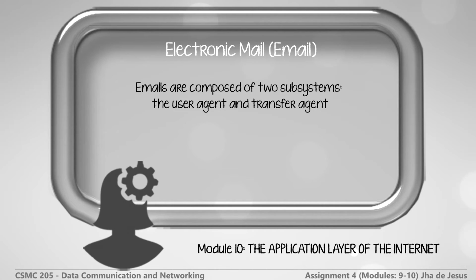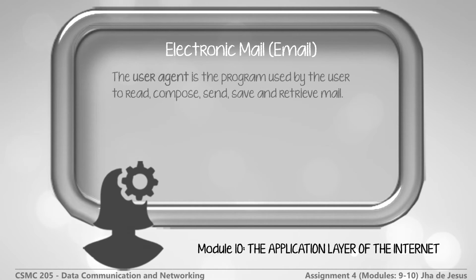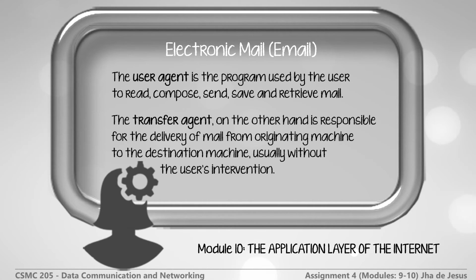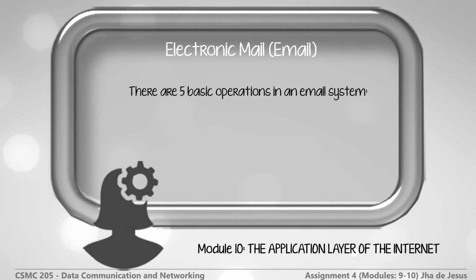Emails are composed of 2 subsystems, the user agent and transfer agent. The user agent is the program used by the user to read, compose, send, save, and retrieve the mail. The transfer agent, on the other hand, is responsible for the delivery of mail from the originating machine to the destination machine, usually without the user's intervention. There are 5 basic operations in an email system. First is composition, second is transfer, third is reporting, fourth is displaying, and last is disposition.